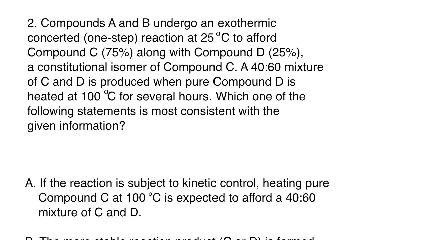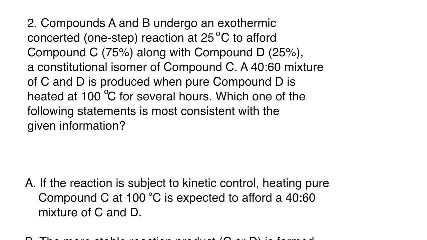All right, and then question 2. Compounds A and B undergo an exothermic concerted, which means one-step, reaction at 25 degrees Celsius to afford compound C 75% along with compound D 25%, which is a constitutional isomer of compound C. So you get a mixture there. A 40-60 mixture of C and D is produced when pure compound D is heated to 100 degrees Celsius for several hours. Which one of the following statements is most consistent with the given information?